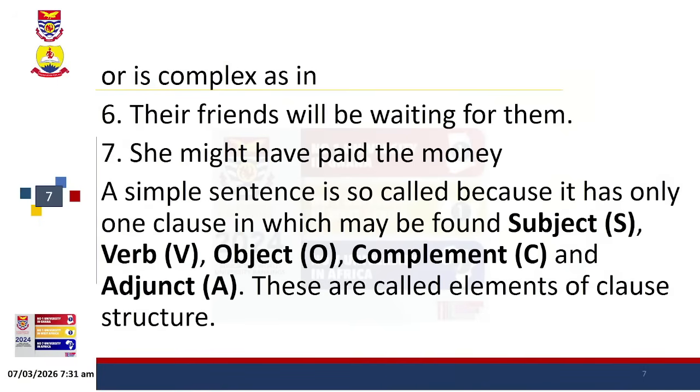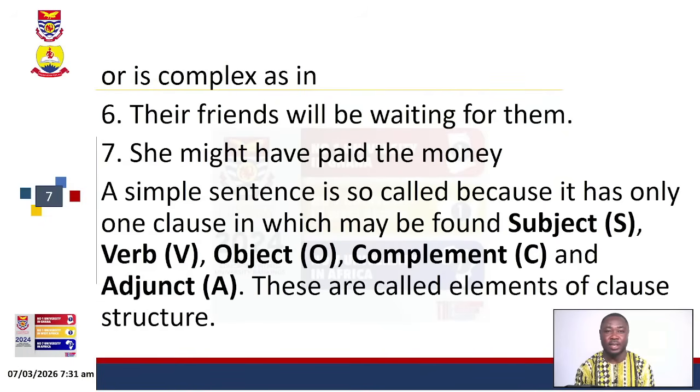Good. So if you look at "their friends will be waiting for them" and "she might have paid the money," you have three verbs in here. It means that the verb structure is complex. Even though they are complex, it is still a simple sentence because the idea is one. So "will be waiting": three verbs coming together to convey just one idea. And then "might have paid" is also three verbs coming together.